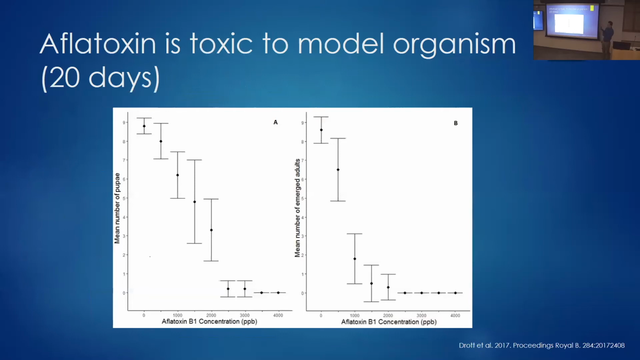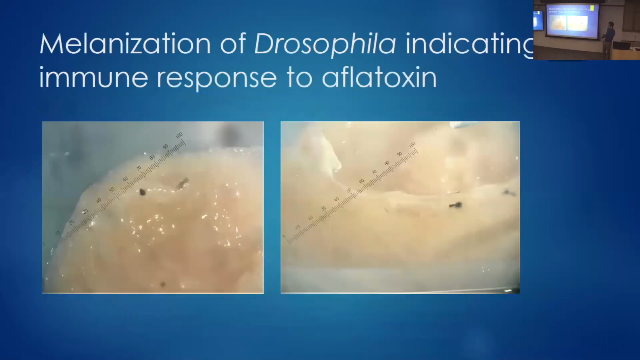But again, this is just poisoning insects. This doesn't tell us anything about the fungus, and what we want to know is whether this aflatoxin confers an advantage. Just to bring home that it's toxic, here are Drosophila larvae in our model systems. Here you can see the mouth parts, but these black dots in the middle are an immune response. It's a melanization that's either a direct response to aflatoxin or tissue damage caused by aflatoxin that then elicits an immune response. So it really is toxic to our model organism.